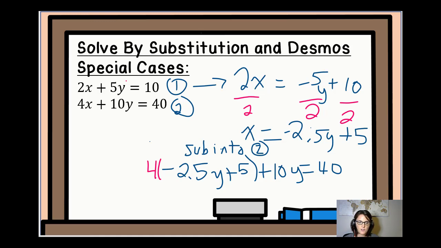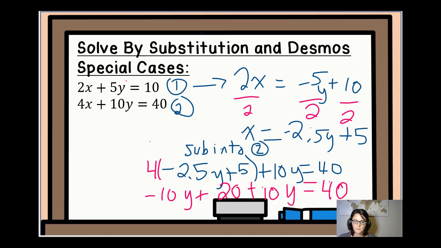Okay, so we're going to use the distributive property. So 4 times -2.5y, and then 4 times 5. Then we're going to combine like terms and solve for y. So -10y plus 20 plus 10y equals 40. I'm going to end up with 0y on the left. 0y equals 40 minus 20, so 0y equals 20. Because I have the 0 in front of the y, again, we're going to have an undefined y. So this has no solution.